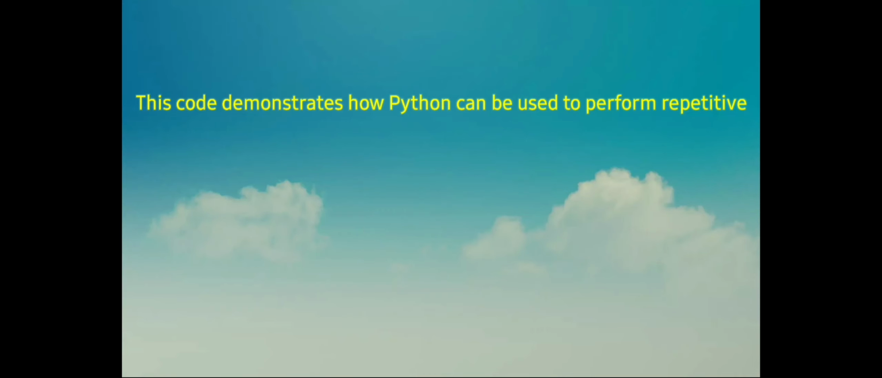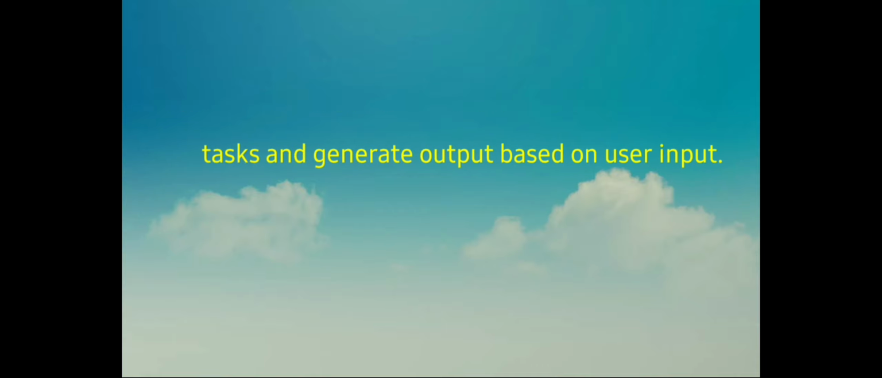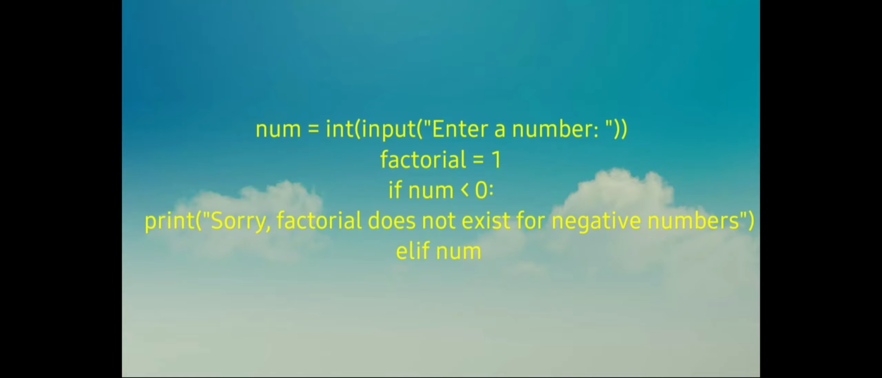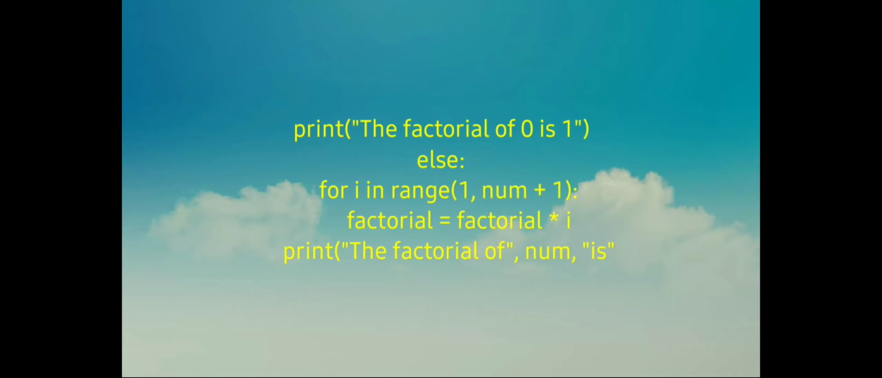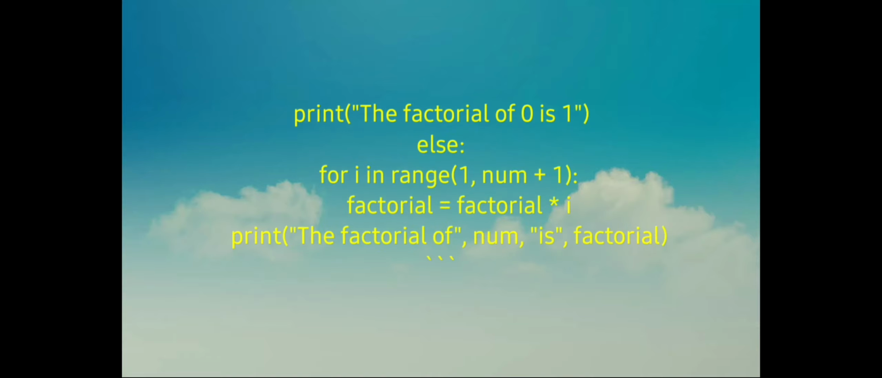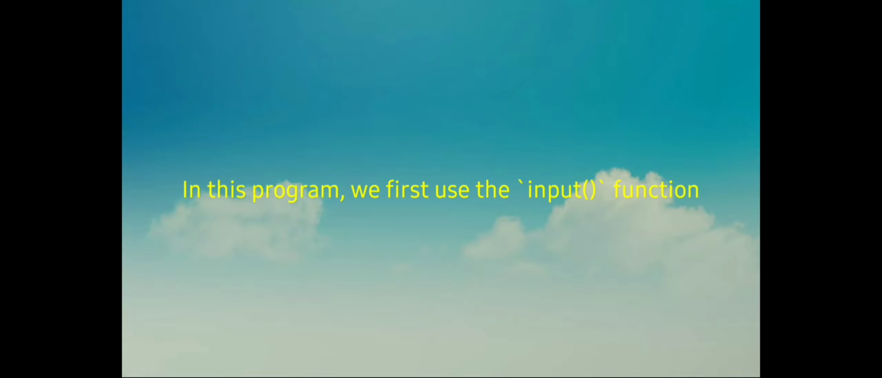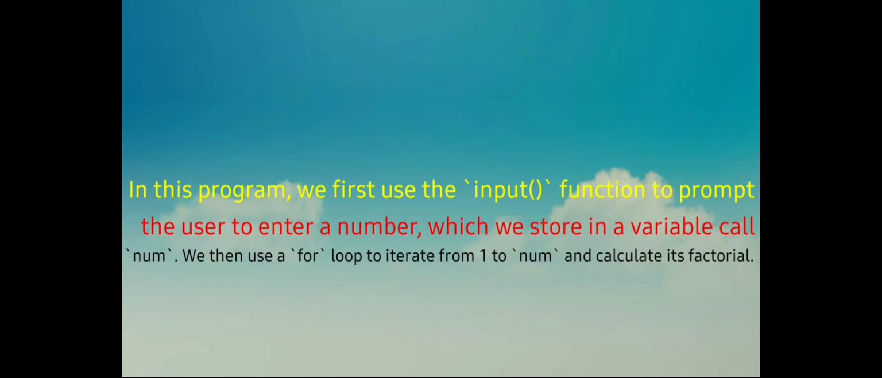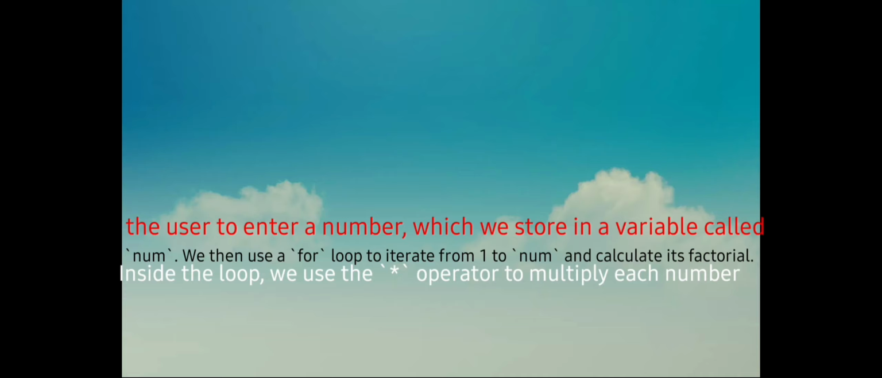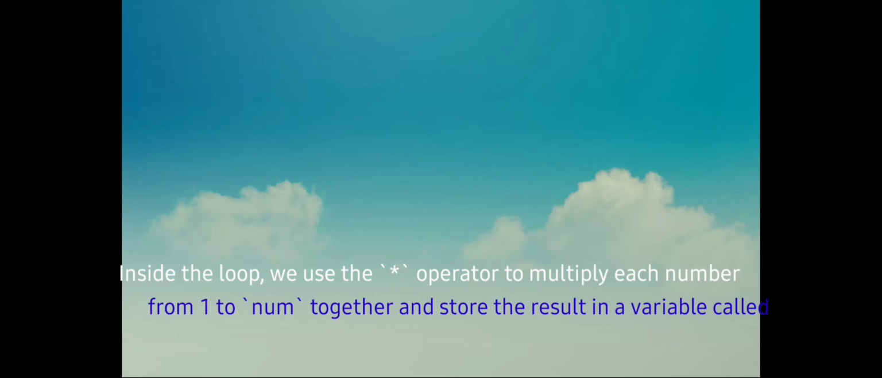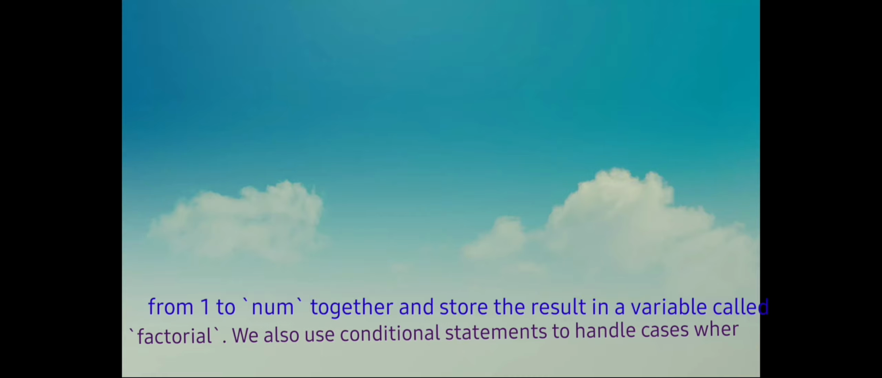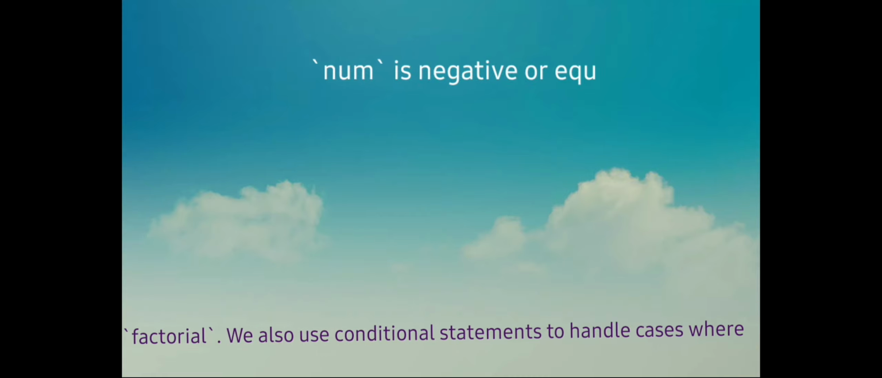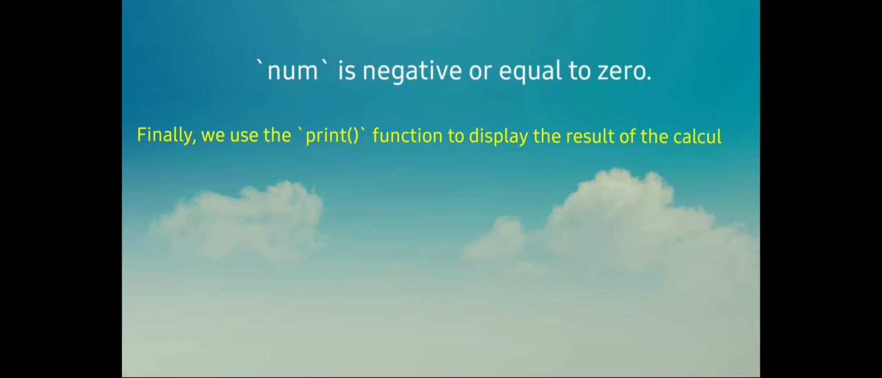In this program, we first use the input function to prompt the user to enter a number, which we store in a variable called num. We then use a for loop to iterate from 1 to num and calculate its factorial. Inside the loop, we use the asterisk operator to multiply each number from 1 to num together and store the result in a variable called factorial. We also use conditional statements to handle cases where num is negative or equal to 0. Finally, we use the print function to display the result of the calculation.